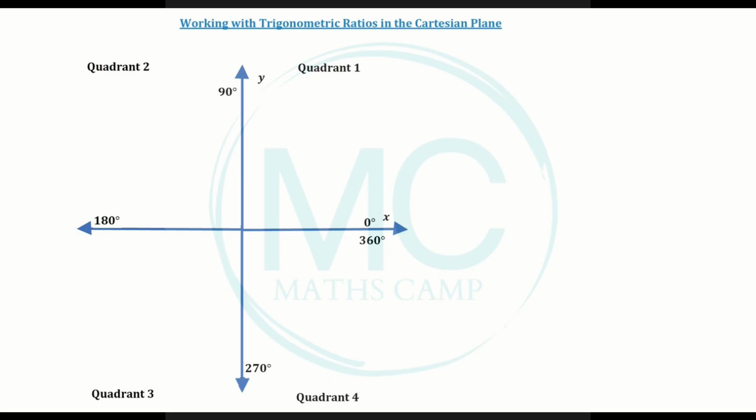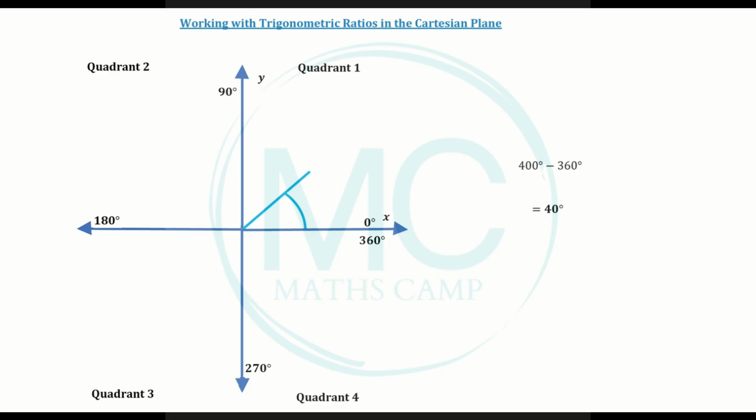As an example, let's look at where the terminal arm will lie if we are considering an angle of 400 degrees. We know that a full rotation is 360. So if we are considering 400 degrees, what is left? We can say 400 minus 360 degrees, and we get an answer of 40 degrees. So from the x-axis, we still need an angle of 40 degrees. 40 degrees is less than 90 degrees, so our terminal arm will lie in the first quadrant.